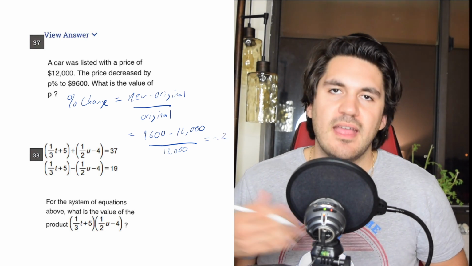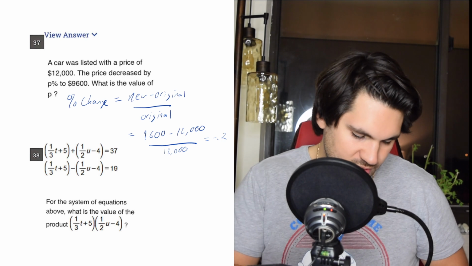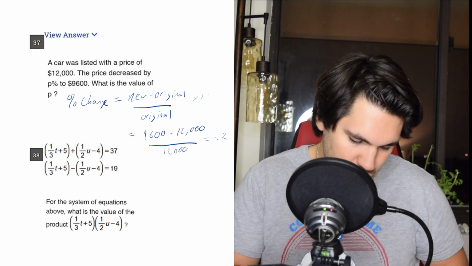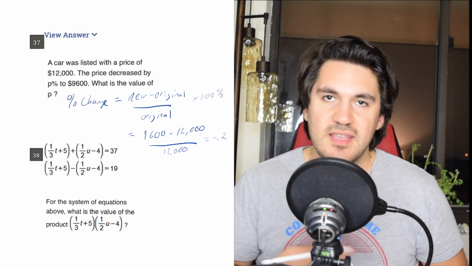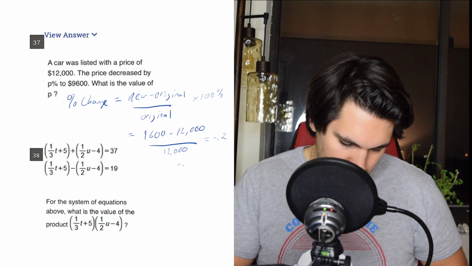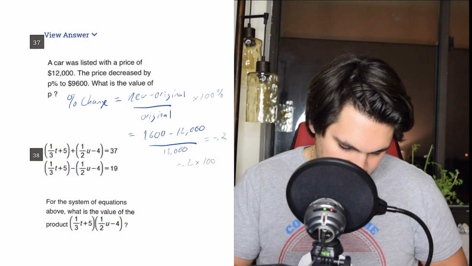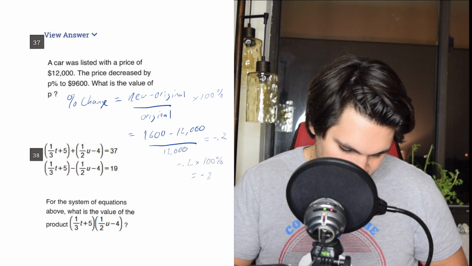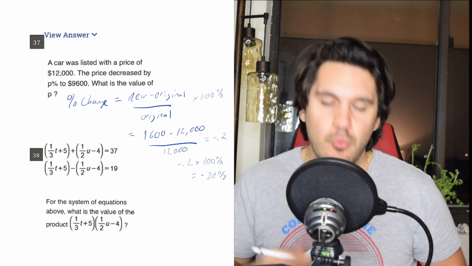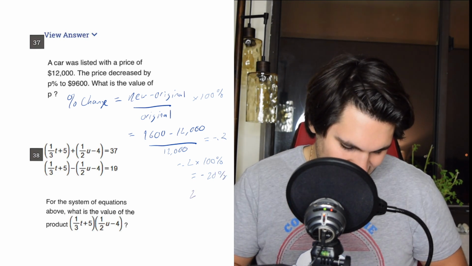And you have to take that value and multiply it by 100. So technically I should have written times 100%. So we would take the negative 0.2 times 100%, which equals minus 20%. So it went down by 20%.